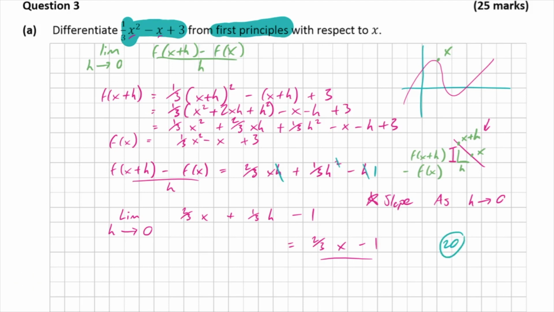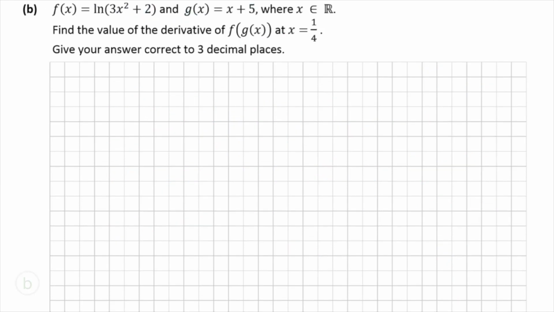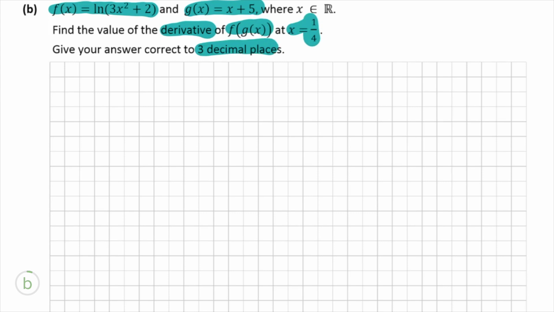Definitely worth revising. So in part B, we're given these two functions, f of x, which is equal to ln of 3x squared plus 2, and g of x, which is equal to x plus 5. We're asked to find the value of the derivative of f of g of x at x is equal to 1/4, and to give our answer correct to 3 decimal places.